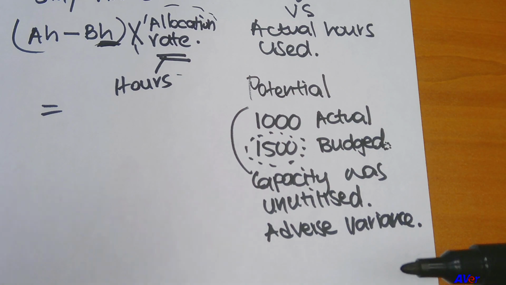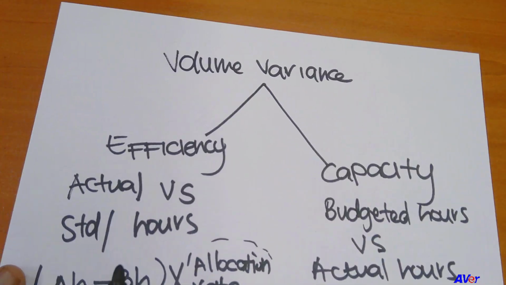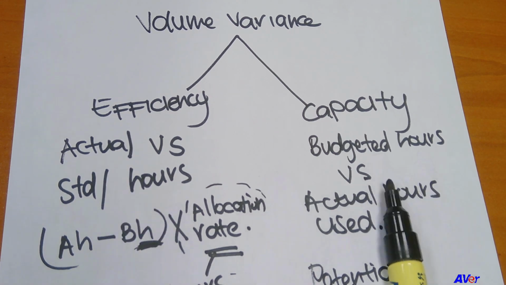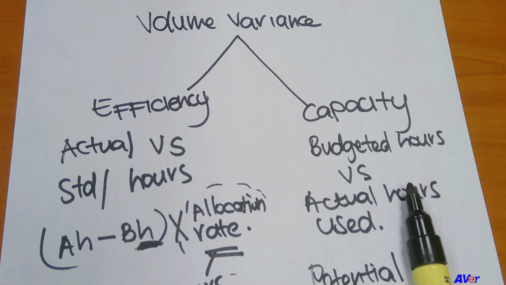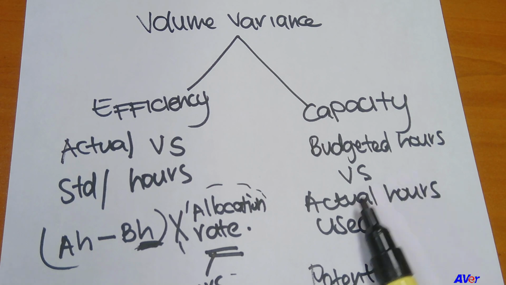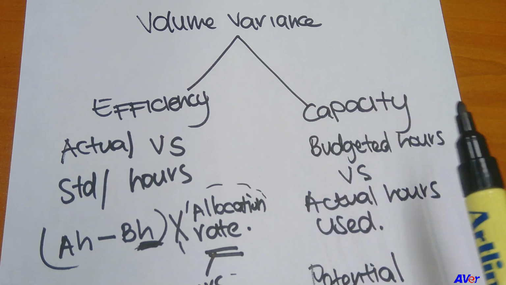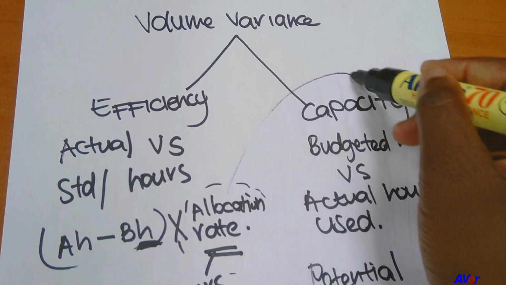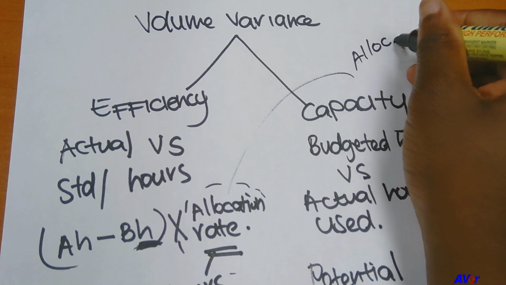Now, do not confuse the efficiency, because efficiency says, what did they use that time doing? Did they produce the amount of units that I expected them to produce? Capacity just says, how many hours did they have? How many hours did I budget that they will have? And the difference between the budgeted hours and the actual hours gives me the variance. In this case, the difference between the hours I used in production and the hours I was supposed to use in production give me a variance. And for both cases, you use the allocation rate.